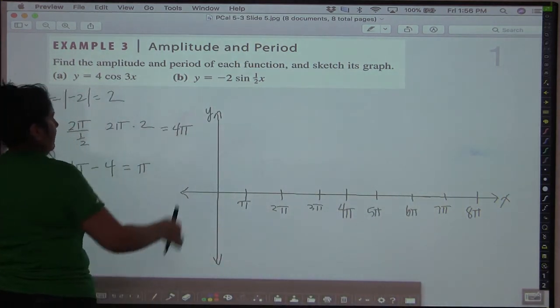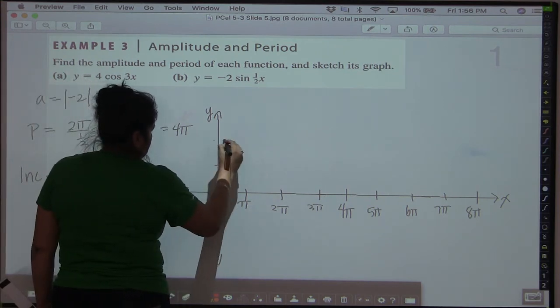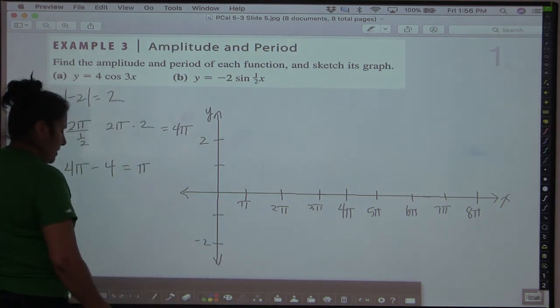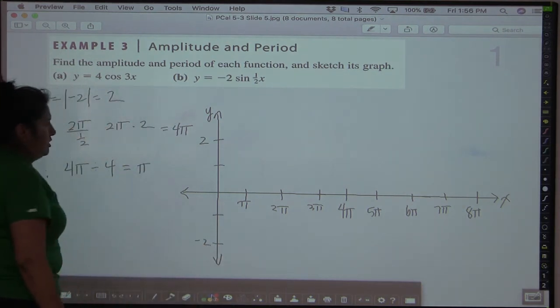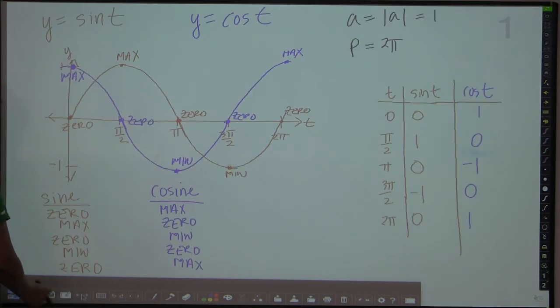As far as our y-axis, we're going to oscillate between 2 and -2. And then we're going to go ahead and do our sine curve, remembering that for sine we go 0, max, 0, min, 0. But remember that because it's a negative sine, we're actually going to go 0, min, 0, max, 0. Okay?